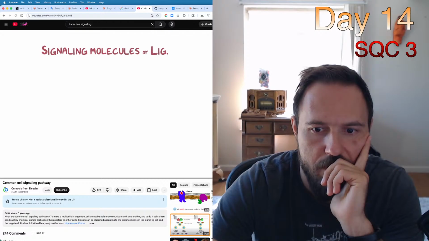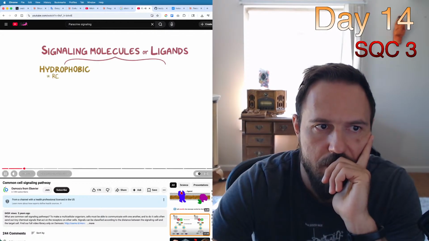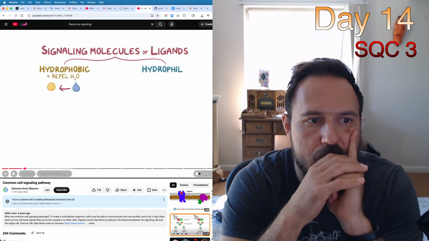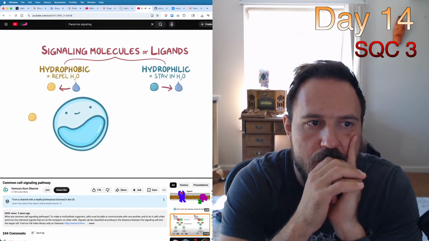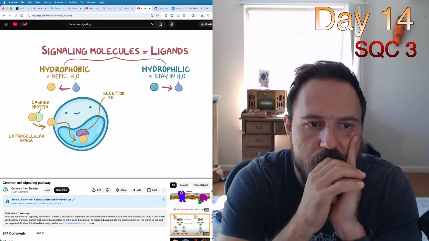Signaling molecules, or ligands, can be hydrophobic, meaning that they tend to repel water, or hydrophilic, meaning that they tend to stay in water. Hydrophobic signaling molecules can't freely float in the extracellular space, so they're brought to the target cells by carrier proteins. Hydrophobic molecules can diffuse across the cell membrane and bind to receptor proteins inside the target cell, either in the cytoplasm or in the nucleus.